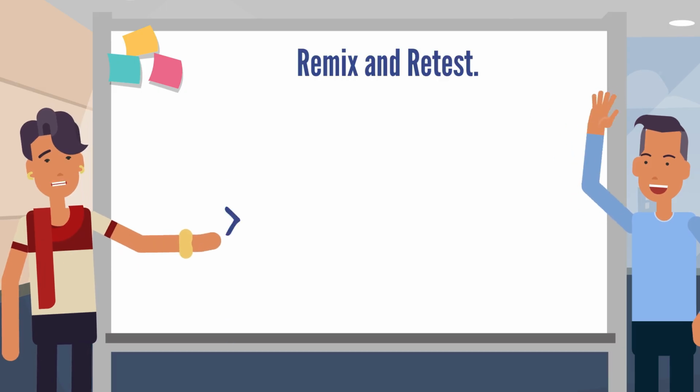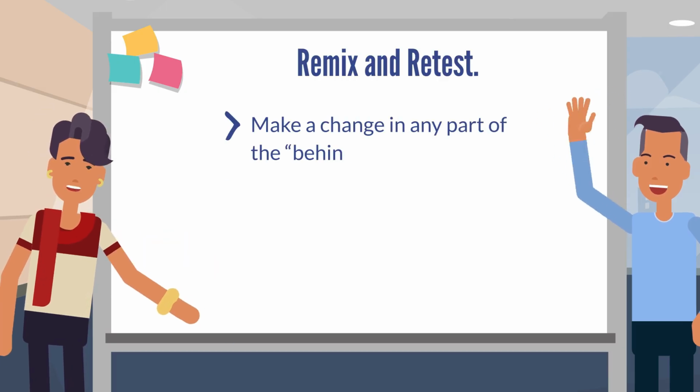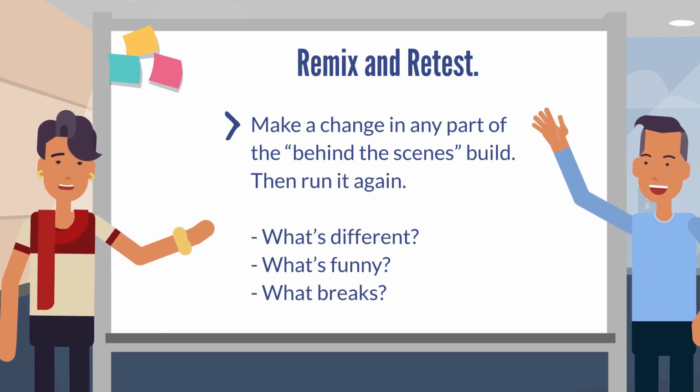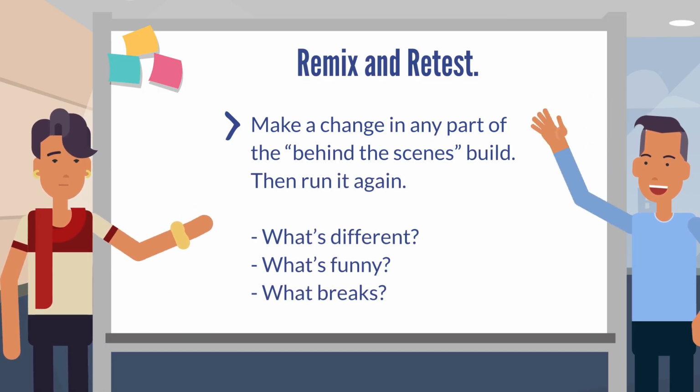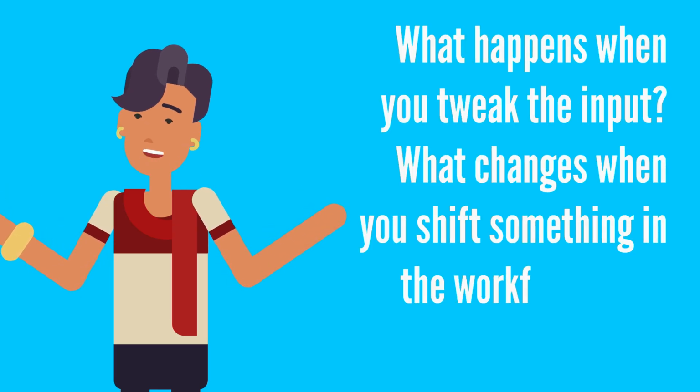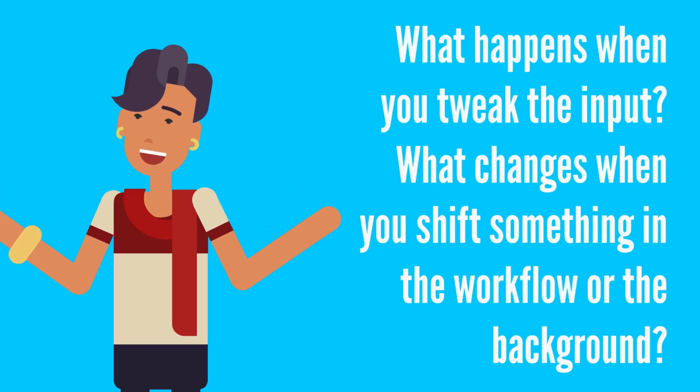Remix and retest. Make a change in any part of the behind-the-scenes build. Then run it again. What's different? What's funny? What breaks? As you go, keep your eyes open for patterns. What happens when you tweak the input? What changes when you shift something in the workflow or the background?